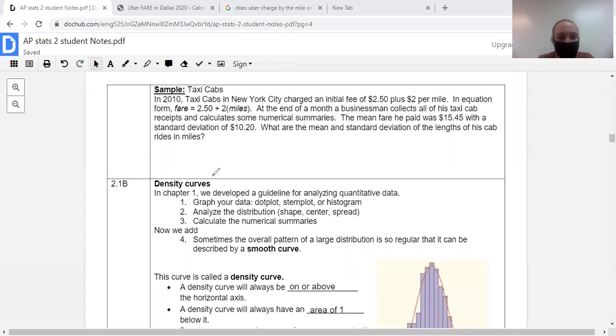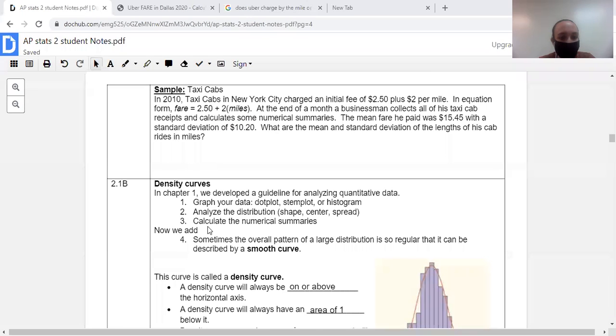If we are thinking about the miles as one distribution, then what do we have to do to that miles to change it into the fare? Well, we're taking the miles and we're multiplying everything here by 2. And we're also adding 2.5. So we're going to transform this distribution in 2 different ways. And we'll think as a class about how that might look. You can continue reading this.